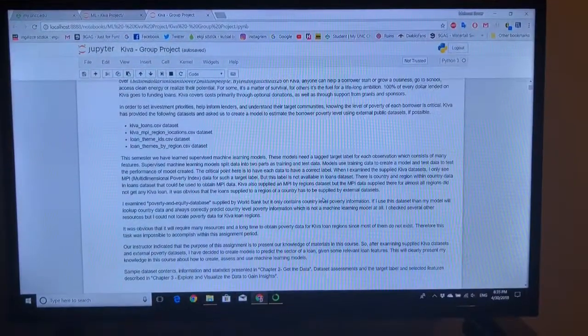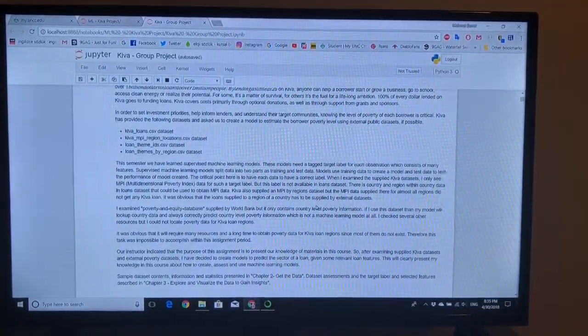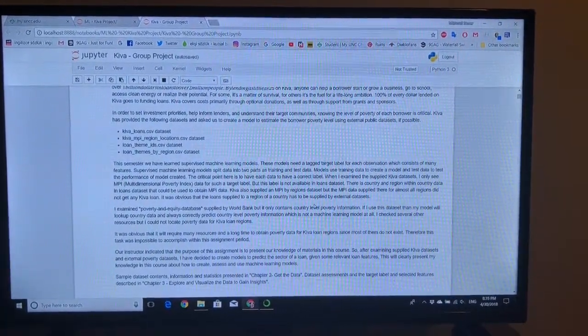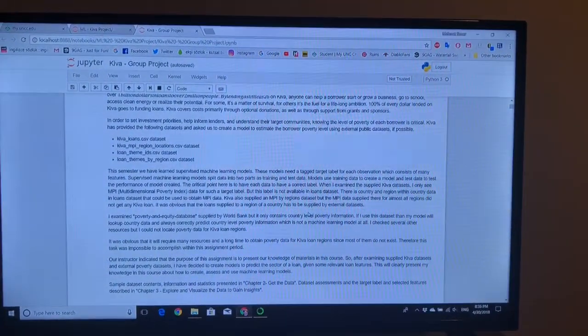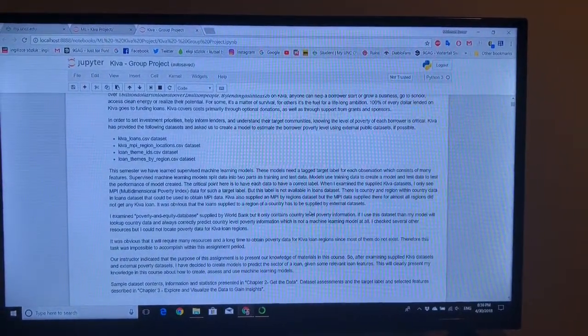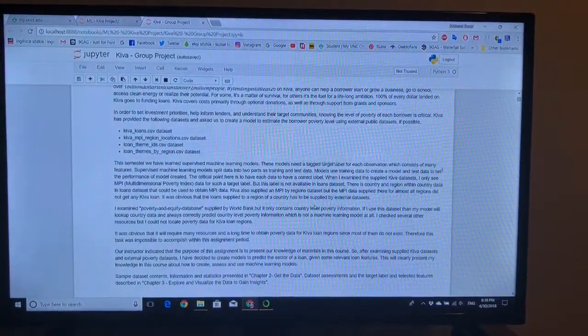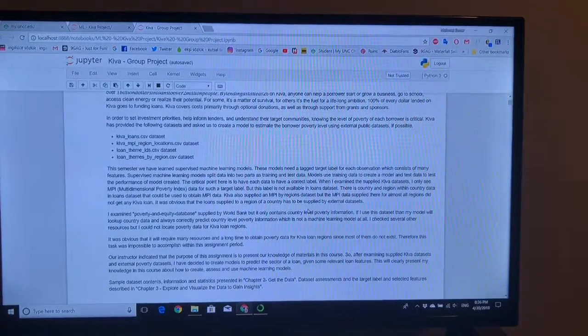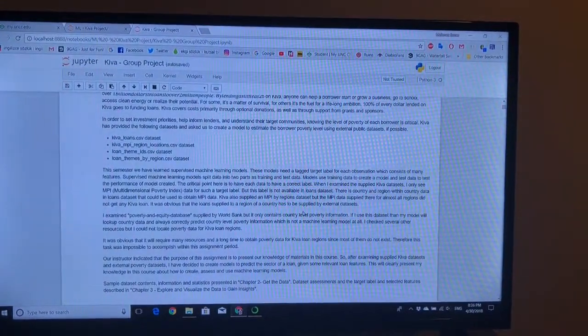Today I'll be talking to you about my Kiva project for my machine learning course. This semester we have learned supervised machine learning models. These models need a tag, a target label, for each observation, which consists of many features. Supervised machine learning models split data into two parts as training and test data. Models use the training data to create a model and the test data to measure the performance of the model created. The critical point here is to have each data point with a correct label.